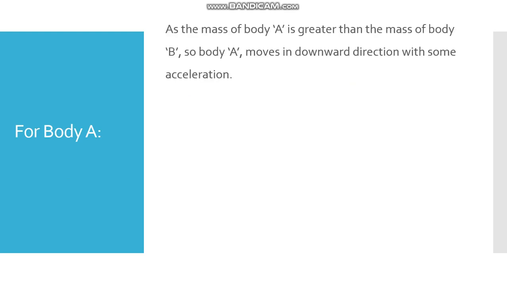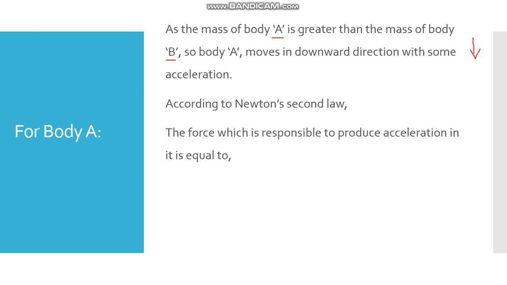Now for body A, as the mass of body A is greater than the mass of body B, body A moves in downward direction with some acceleration. It is obvious that if the mass of body A is greater than the mass of body B, body A will move downward with some acceleration. We have learned previously that if a body is producing acceleration, some force is acting on it. According to Newton's second law, the force responsible for producing acceleration is F equal to W minus T.